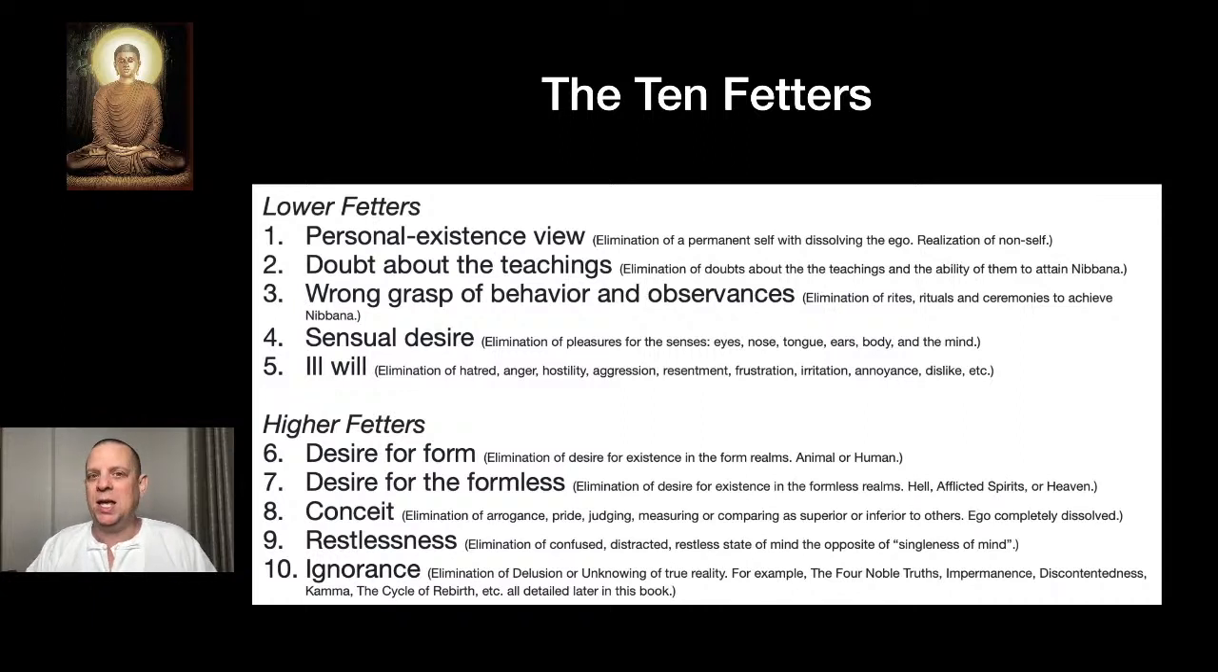But again, if you're just starting out, I don't suggest that you start doing this yet, because there's a lot of other things that you need to learn and practice before you get to this one. This is something that you would normally start focusing on once you get into the jhanas.